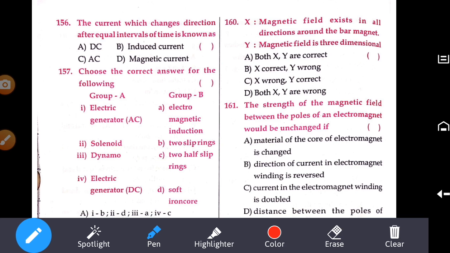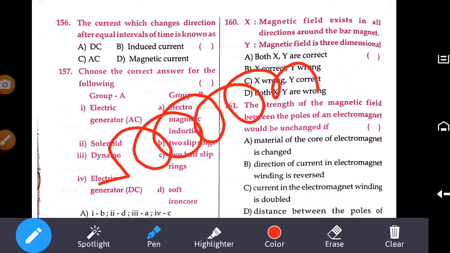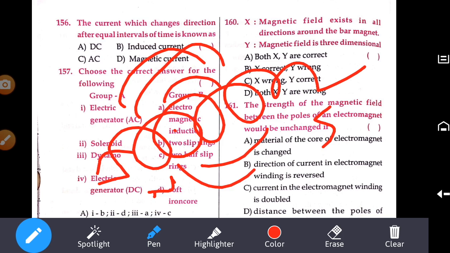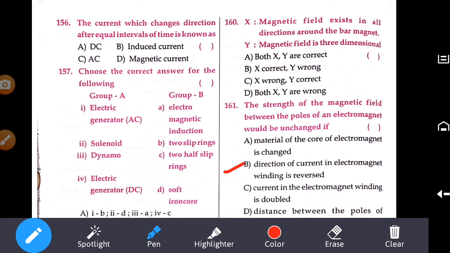The strength of the magnetic field between the poles of the electromagnet would be unchanged. So when does it not get unchanged? If you observe the first option, if the material of the core of the electromagnet is changed, then the magnetic field also changes. Direction of the current in the electromagnet winding is reversed. This is correct, because if you take any coil and the current moves in the opposite direction, only the polarity changes, but the strength of the magnetic field will be the same. So when the direction of the current in the electromagnet winding is reversed, the strength of the magnetic field will not change. Okay.